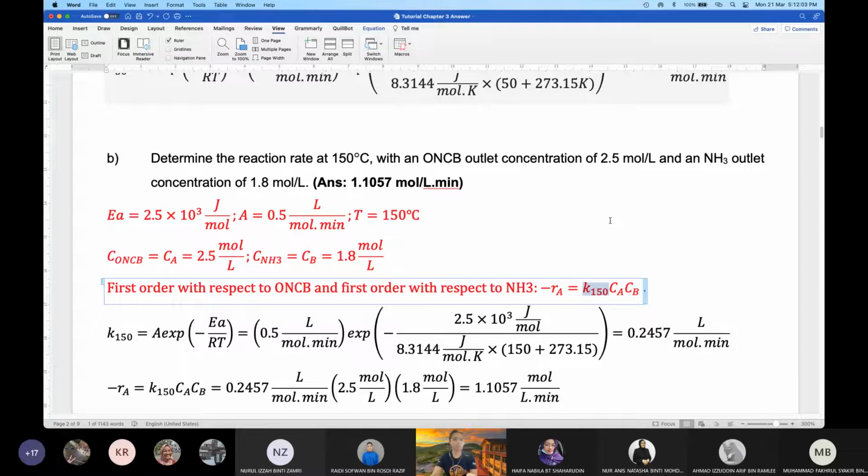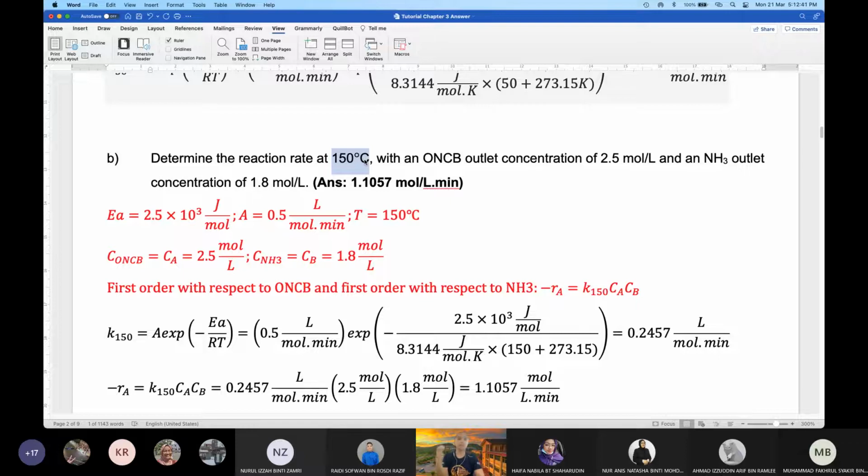Okay, tapi kamu kena be very careful because in this question, I taught you before last week, K is very sensitive with temperature. Means K akan berubah dengan suhu. And bila kamu nak kira kadar tindak balas, you want to calculate the rate of reaction, it must be at the reaction temperature of which you are conducting the reaction. Means, kalau soalan ni reaction dia pada 150, the reaction temperature is 150, my rate law tu ataupun reaction rate tu ataupun minus RA tu must be at 150.